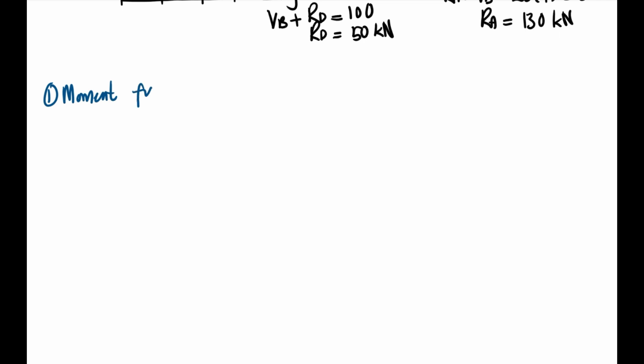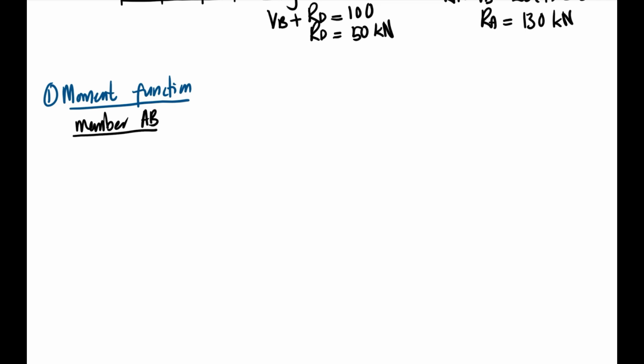Okay, next we find the moment function. Of course, we need to find it separately for member AB and member BE. In this case, we follow the same procedure as the integration method. So first I will do member AB.